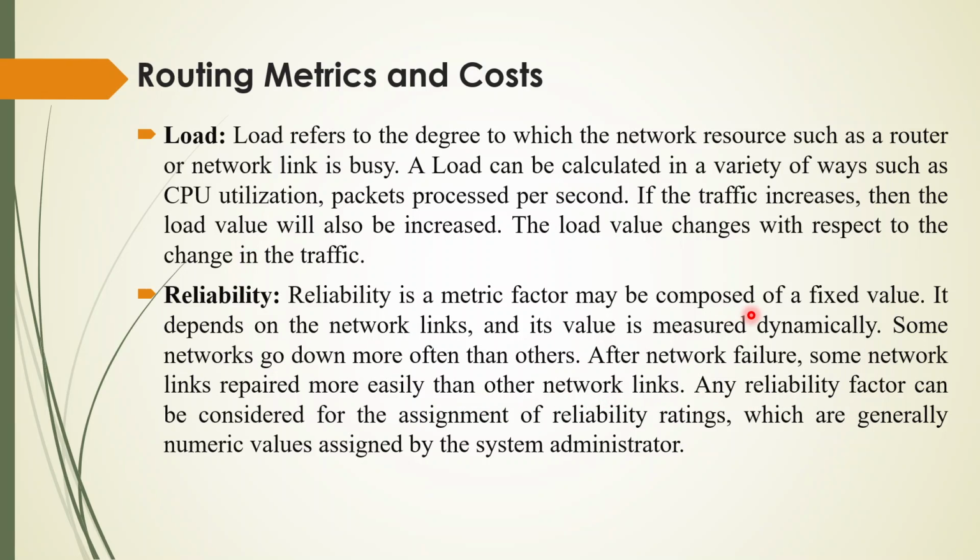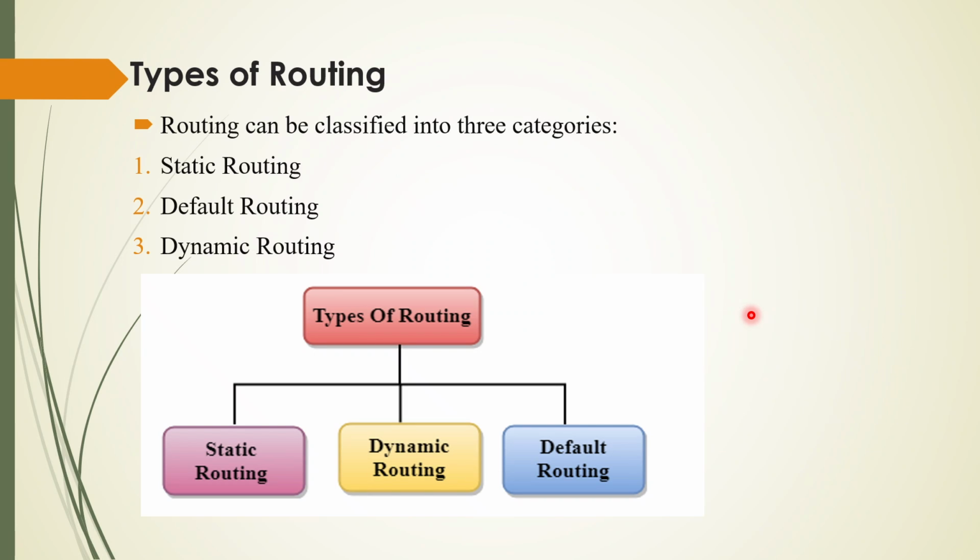So these all are the routing metrics. Next is types of routing. Routing can be classified into three categories: first is static routing, second is default routing, and third is dynamic routing.